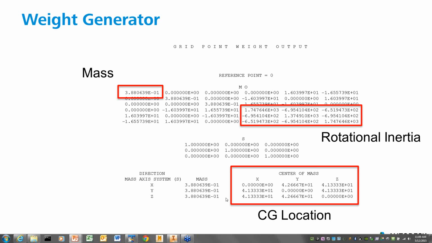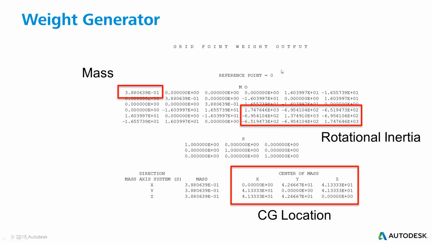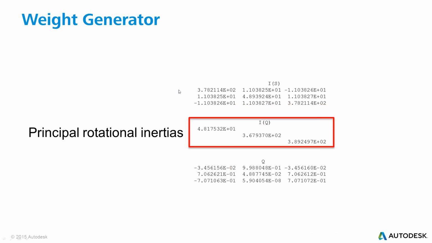Further down on the weight generator, there it is. Further down, you get the principal rotational inertias. And they're like principal stresses. It's the largest inertia about the 3 different directions and the 3 different axes such that there's no off-diagonal terms. And it comes up with a little rotational matrix down here.